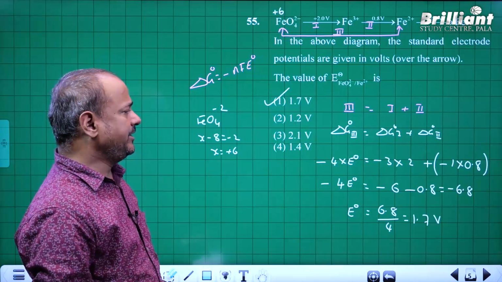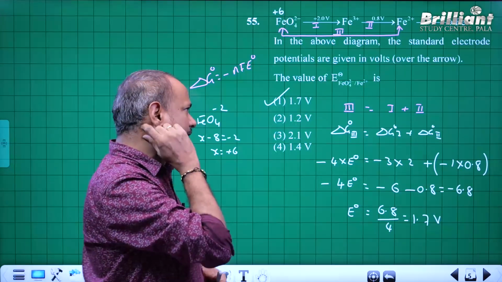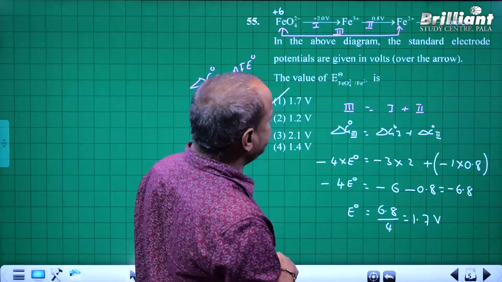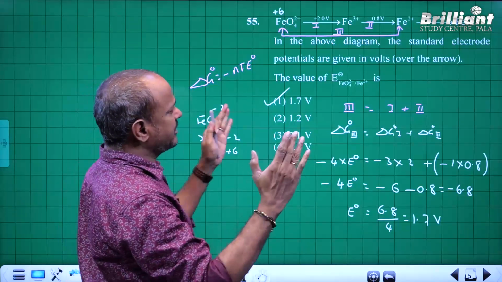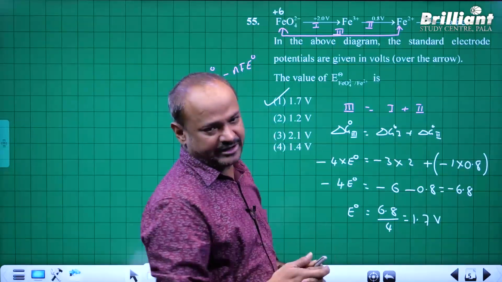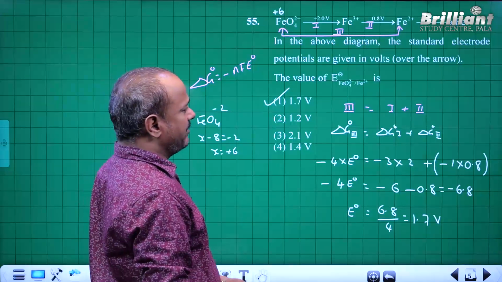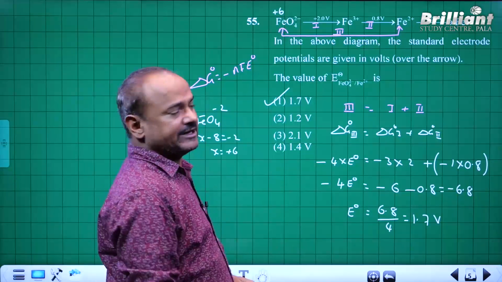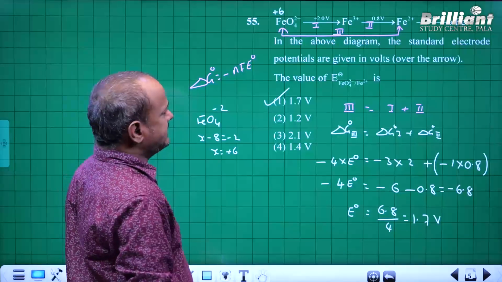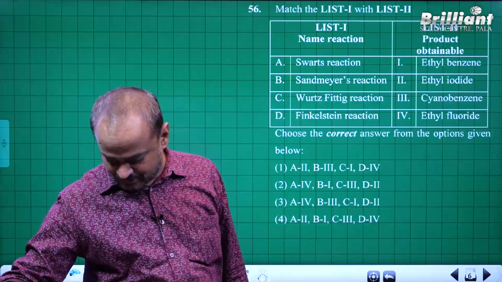So we calculate in terms of delta G0 value because it is an extensive property that depends upon the stoichiometry. But E0 is not extensive, it is an intensive property. So equations cannot be directly added to find the E0 value, because E0 is independent of stoichiometry. It depends on the number of electrons in the reaction, and the number of electrons is present in the case of delta G. Okay, 1.7 volt. Next, question 56, match the following.